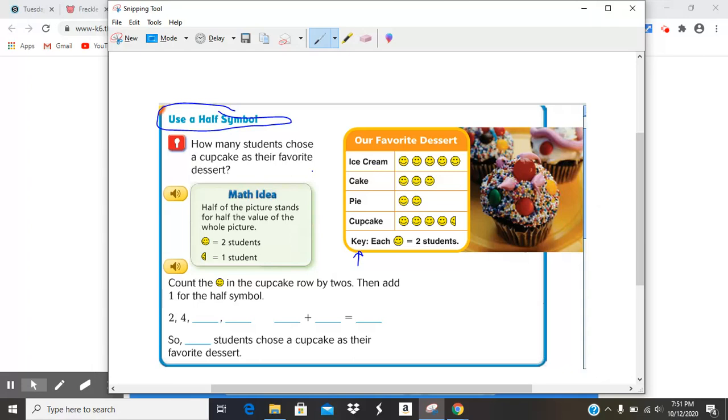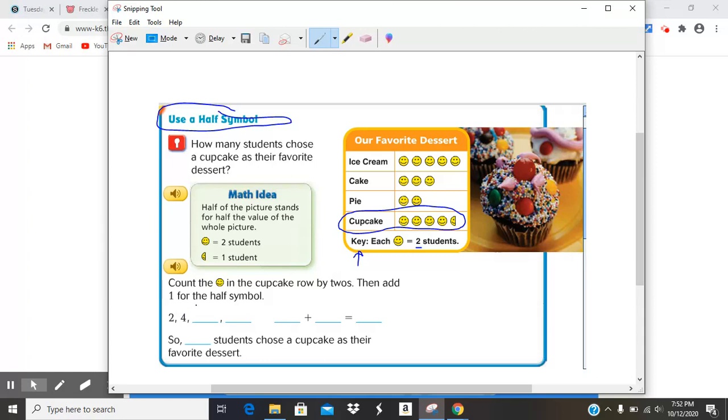So let's look. It says how many students chose a cupcake. So if I come down here to my cupcakes, okay, I found cupcake and the smiley faces that go with it. I'm going to count by 2 because that's what it tells me. So this would be 2, 4, 6, 8, but I can't go all the way up to 10 because I only have half. So that's only going to count as 1 because it's half. Now it tells us that right here, but it won't always tell us that over in the key. That's just something we're going to have to know to do if we ever see a half somewhere.